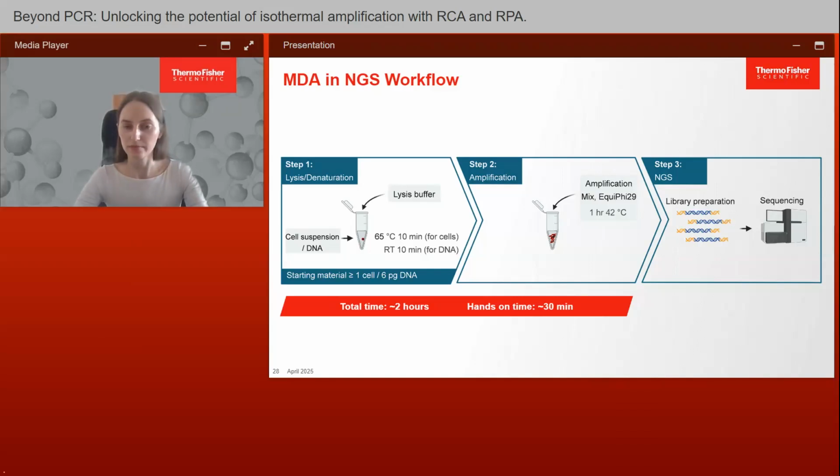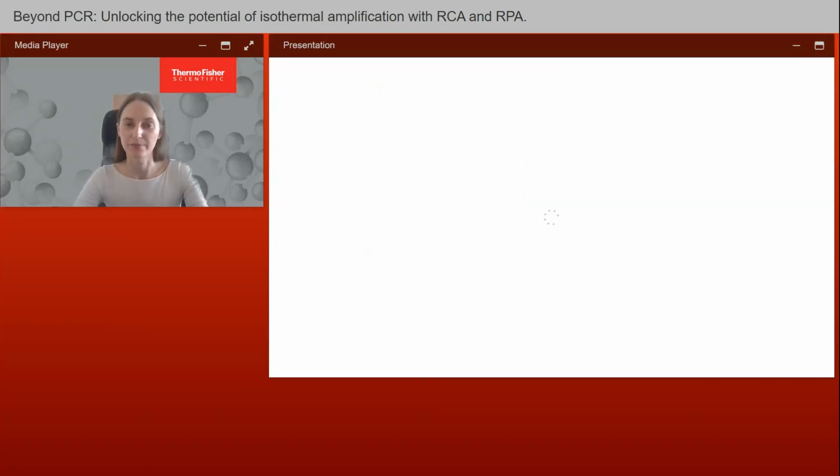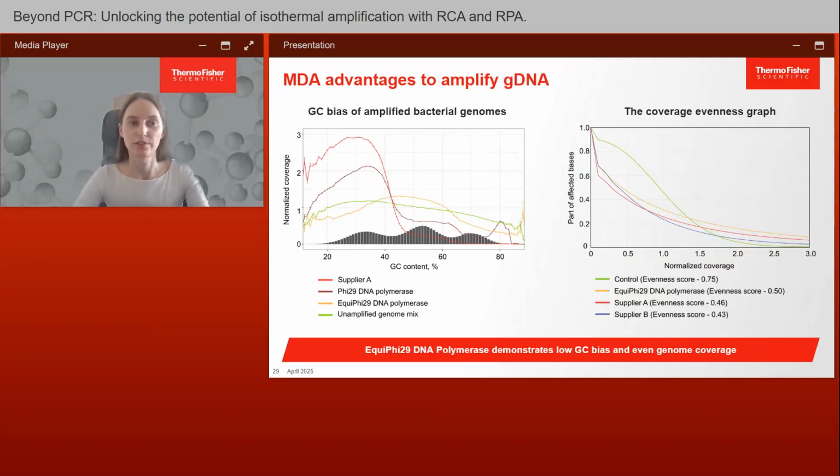But to ensure high-quality data, the whole genome should be amplified with even coverage and minimal bias. And to assess these features, we tested MDA using different strand-displacing DNA polymerases. And this slide shows the results.